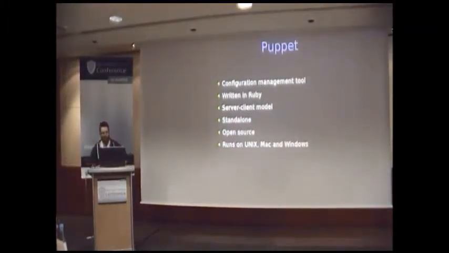So in comes Puppet. Puppet is a configuration management tool, one of many. It's written in Ruby. It has a server-client model if you wanted to, but it can also run standalone. It's completely open source, though there is also a Puppet Enterprise version, like with bacula Enterprise, that adds a few things. But all of the features in Puppet are completely open source.